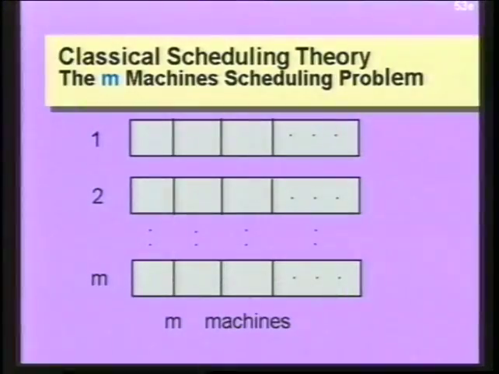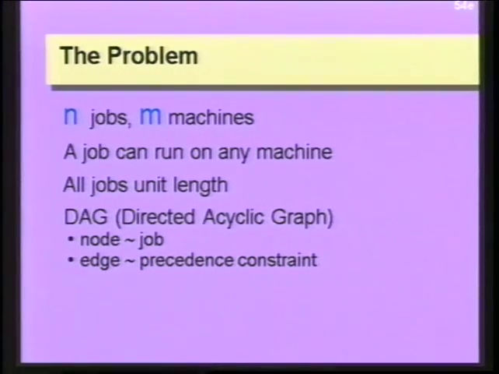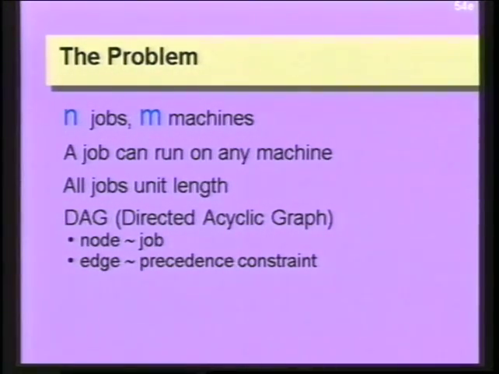But in any case, this is the language of scheduling theory. And for this particular problem, we're going to assume that the machines are all the same. So we can schedule a job or instruction on any machine we want. Again, we're going to assume that the jobs take unit time. And as before, with instruction scheduling, we're going to assume that there's a directed acyclic graph that represents what's called precedence constraints, or dependencies in the language of compilers. And that's, again, what the edges represent, and they're directed edges. So a job can run on any machine. All jobs have unit length.